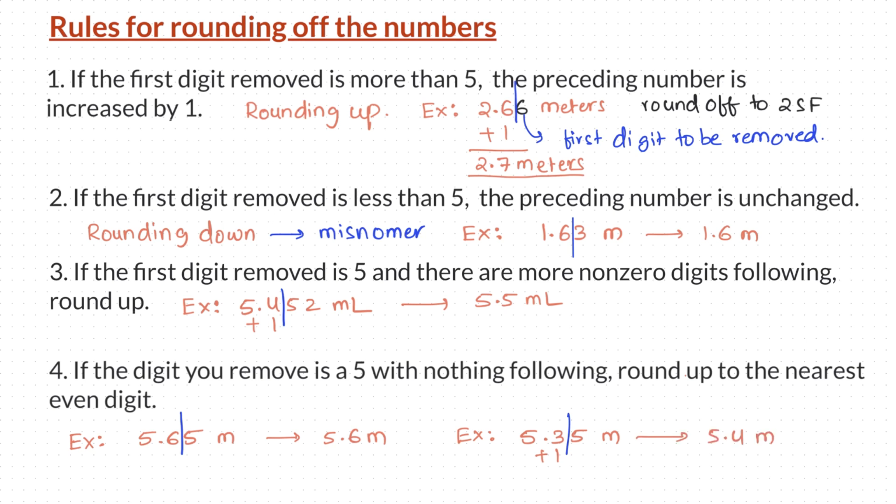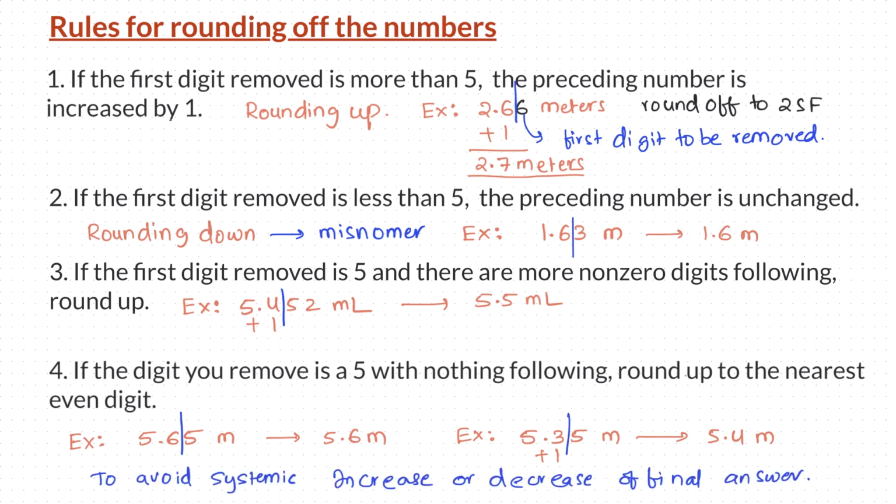The reason we round to the nearest even digit is to avoid any systemic increase or decrease of the final answer in a multi-step arithmetic calculation. If we do it this way, there is a 50-50 chance of the preceding number being an odd or an even number. Therefore, half the times we are rounding up and the remaining half of the times we are rounding down. This avoids any systemic increase or decrease of the final answer.